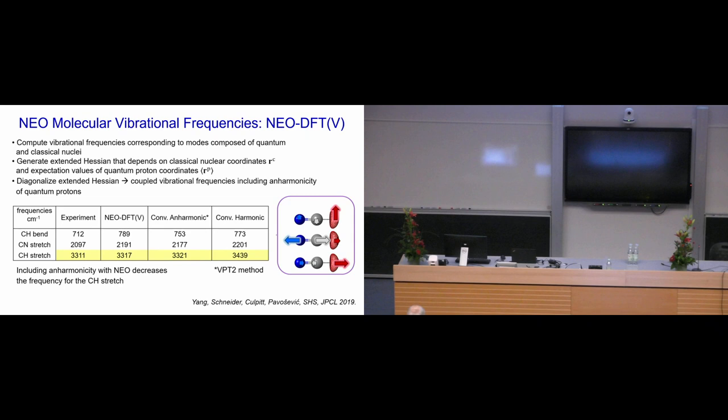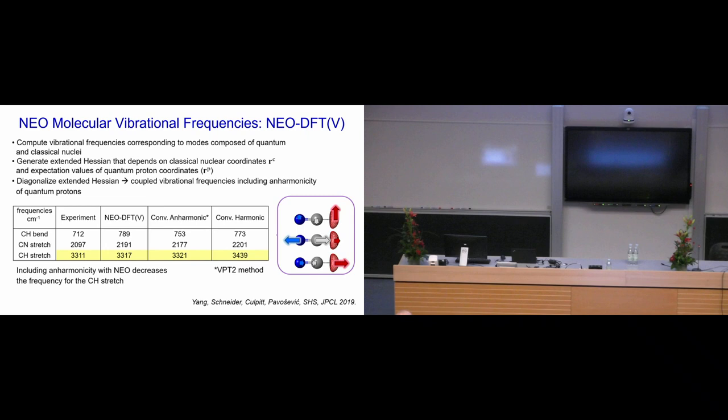So we've done this for many other systems, not just HCN. We've done it for systems with multiple protons, and we are getting this level of accuracy for the vibrational frequencies for anything involving one of the quantum hydrogens. So we are able to include the anharmonicity and generate, say, IR spectra.